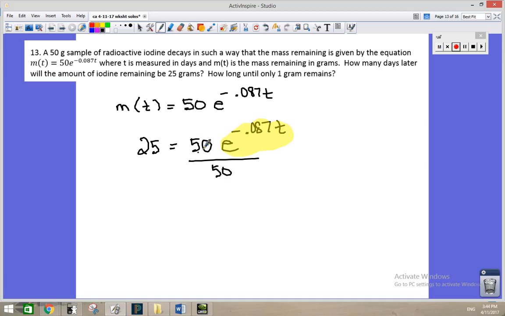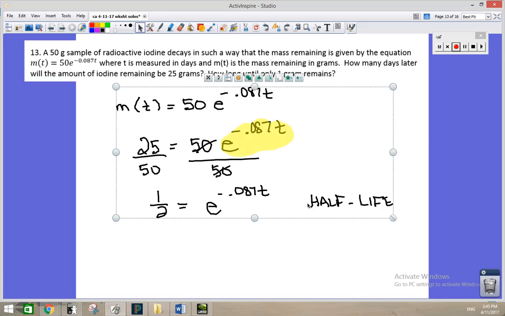50 divided by 50 is 1. 25 divided by 50 reduces to 1/2. And that's where this problem gets its name. This is often referred to as the half-life. We're trying to determine the length of time it takes for half of the material to decay. The original amount was 50, and half of 50 is 25. So no matter what the initial and final amounts are, the left-hand side of your exponential equation is going to equal 1/2 when you have a half-life.